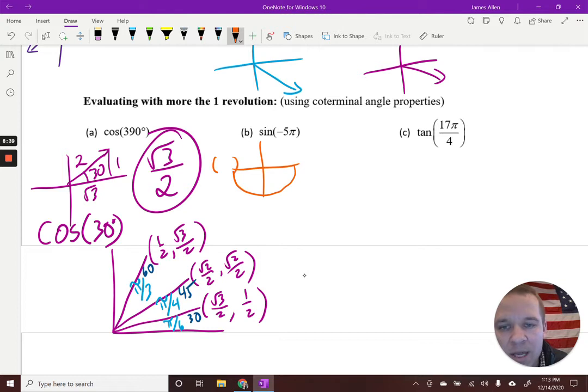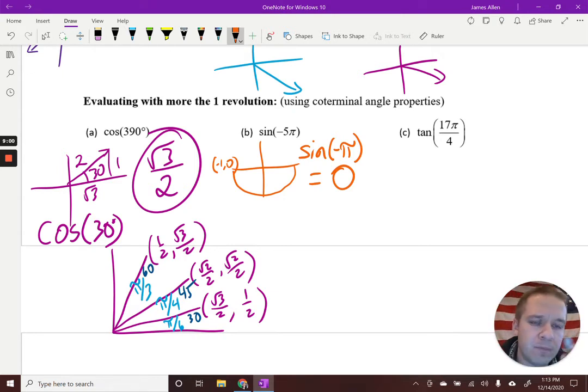Well, my ordered pair here is negative 1 comma 0. And we know that sine is our y coordinate. So we're really doing sine of negative pi, which is going to be equal to 0. Raise the roof. Raise the roof. All right. Next one.